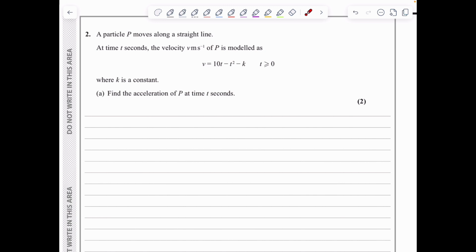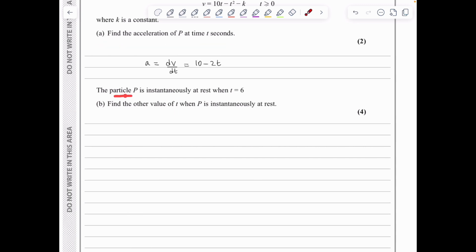In question 2, we've got the particle P moving along a straight line. The velocity v meters per second is given here in terms of the time t and k being a constant, and we need to find the acceleration of P at time t seconds. Now we know that the acceleration is the derivative of velocity with respect to time, so it's dv/dt, which is equal to 10 minus 2t.